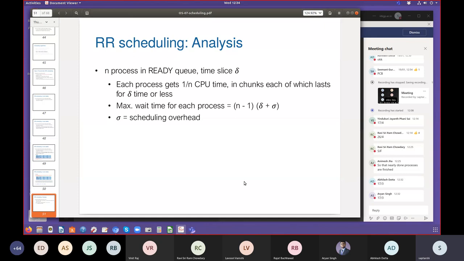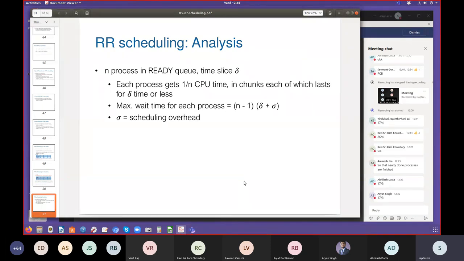Let us say that there are n processes in the ready queue. Let the time slice be delta. Assume that each process gets 1 by n CPU time, but it does not get this continuously. This time is given in chunks, each of which lasts for time delta or less. And there is sigma, which is the scheduling overhead.